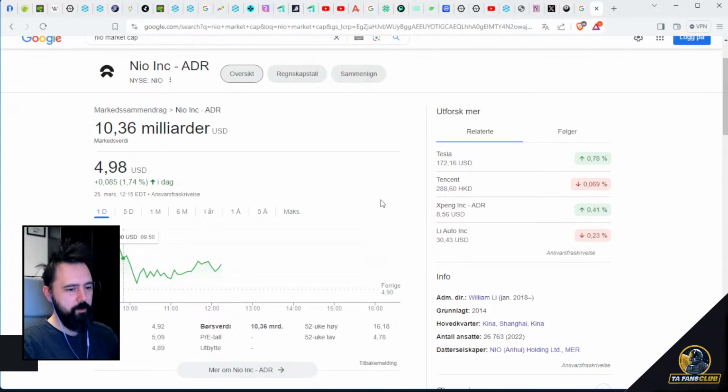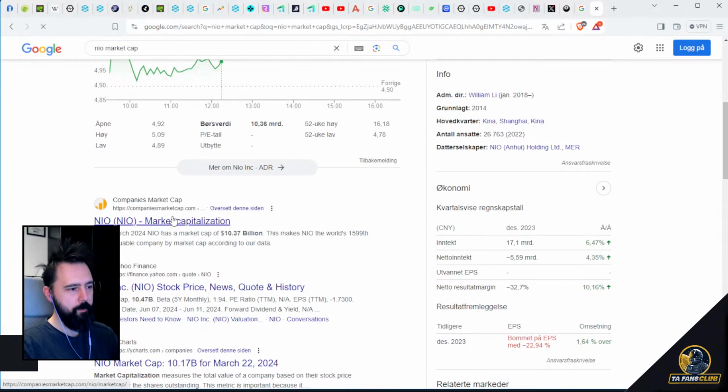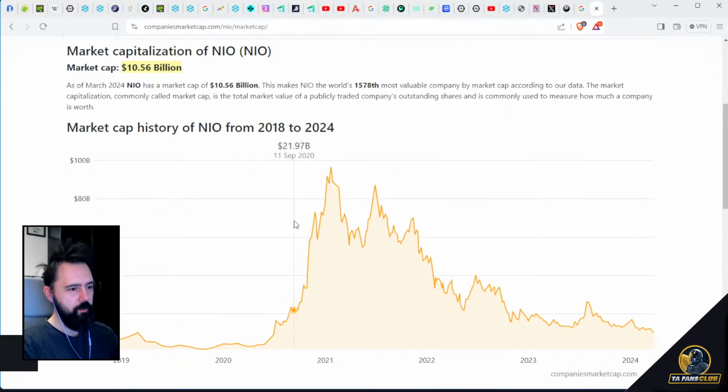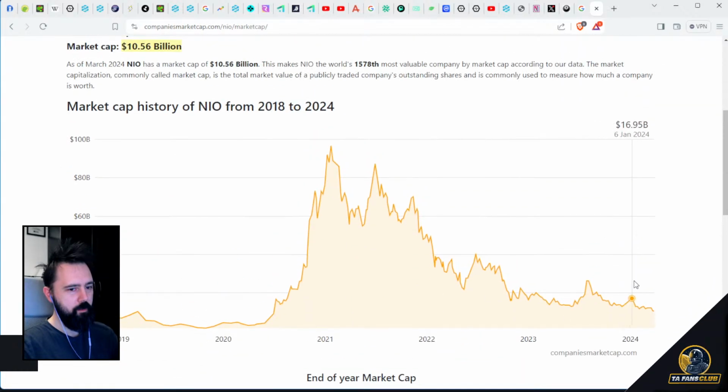Why is this always 10 billion market cap? No, I'm pretty sure when I looked at it, it was 10 billion market cap. And it's still 10 billion market cap.